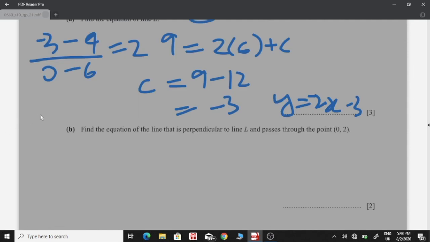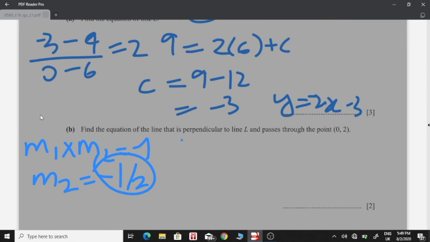B. Find the equation of the line that is perpendicular to line L and passes through the point 0 and 2. Since this is perpendicular, the first gradient multiplied by the second gradient would be equal to -1. So to find out the second gradient, we can divide -1 by the first gradient, which is 2. So we have a gradient as -1 by 2, and we can again substitute the values of y and x to find out c. So y, which is 2 over here, is equal to m times x, so the gradient -1 by 2 multiplied by x, which is 0, is 0, plus c. So we have the value of c as 2, and our equation becomes y is equal to -1 by 2x plus 2.